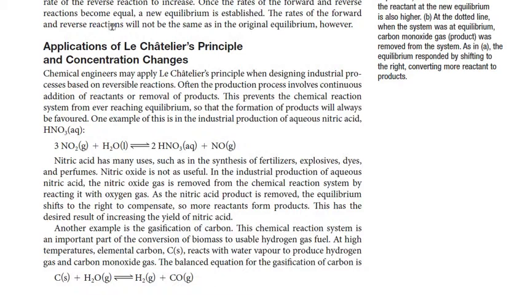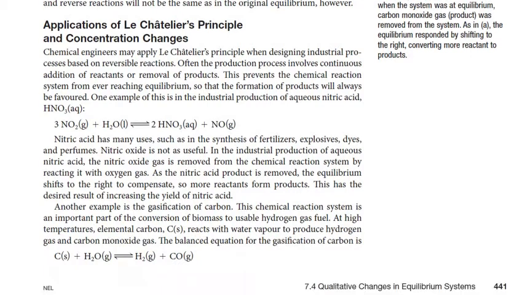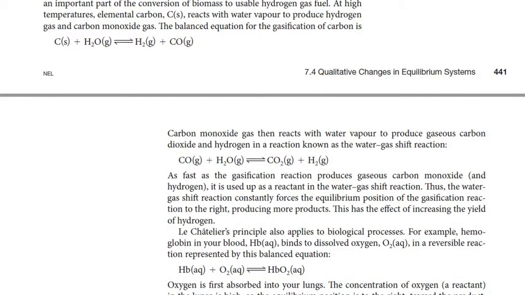Another example is the gasification of carbon. The chemical reaction system is an important part of the conversion of biomass to usable hydrogen gas fuel. At high temperature, elemental carbon, C(s), reacts with water vapor to produce hydrogen gas and carbon monoxide. The balanced equation for the gasification of carbon is C plus H2O gives H2 plus CO. Carbon monoxide gas then reacts with water vapor to produce gaseous carbon dioxide and hydrogen in a reaction known as the water gas shift reaction. So CO plus H2O gives CO2 plus H2.